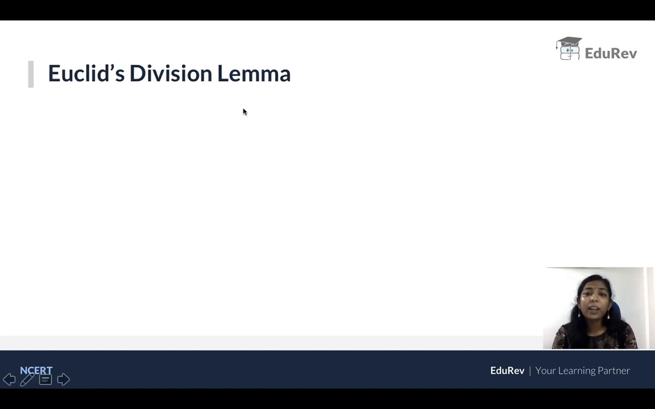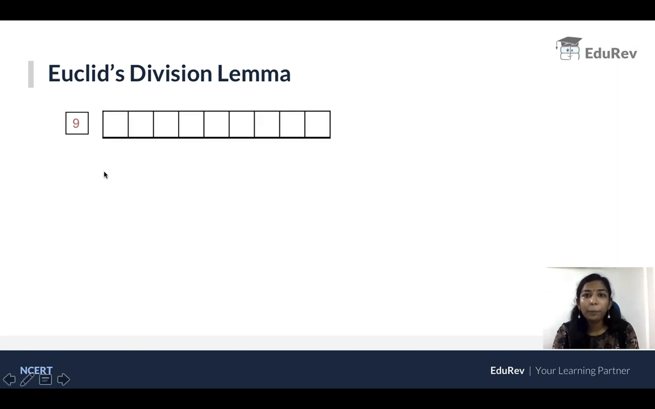What is a lemma? A proven statement. Before going through the definition, let's look at an example. Suppose I want to find the division of 9 and 4. I am representing the number 9 with a block of 9 units and 4 with a block of 4 units. What's my task? I want to fill as many of the 9 units as possible with the 4 blocks. So how many places can I fill?